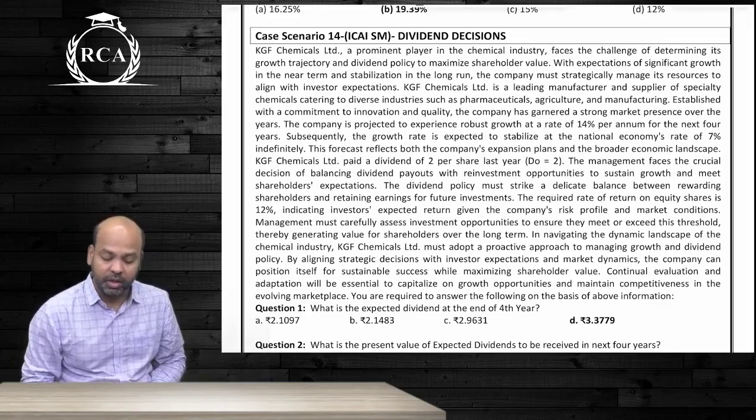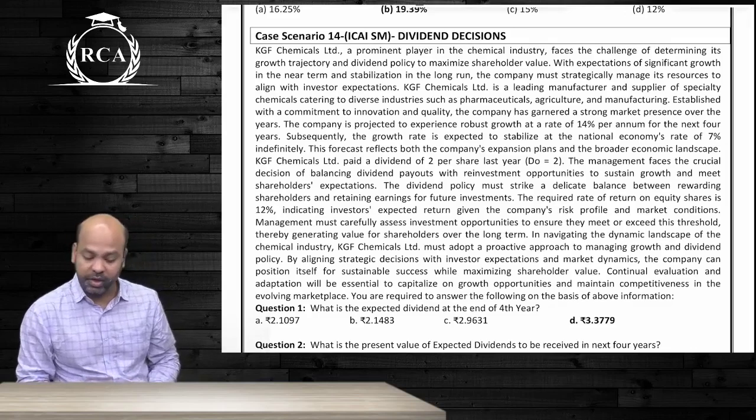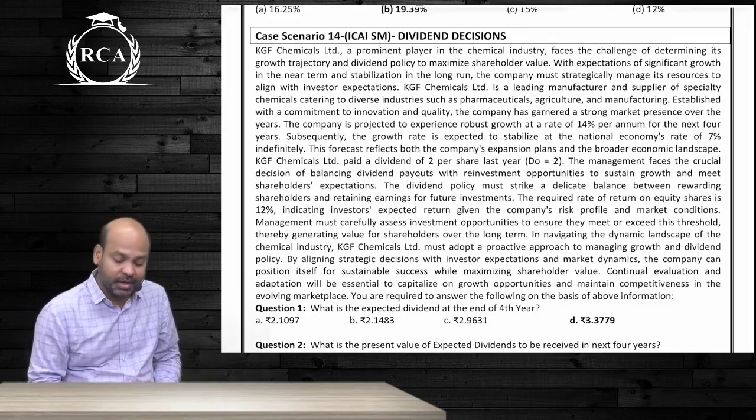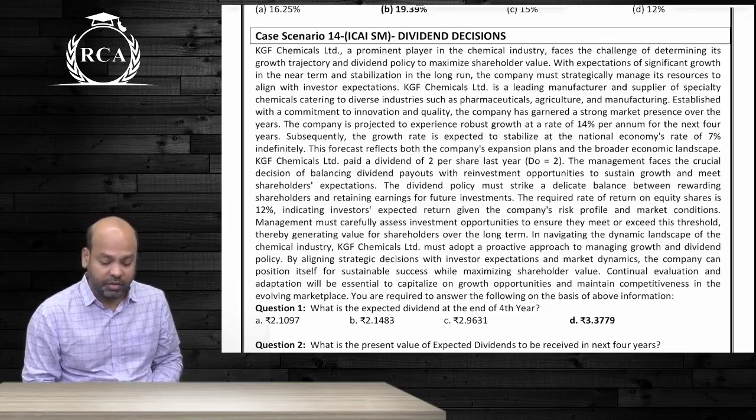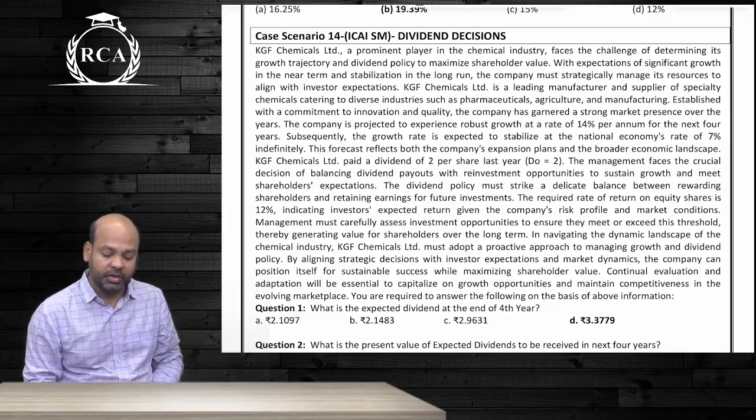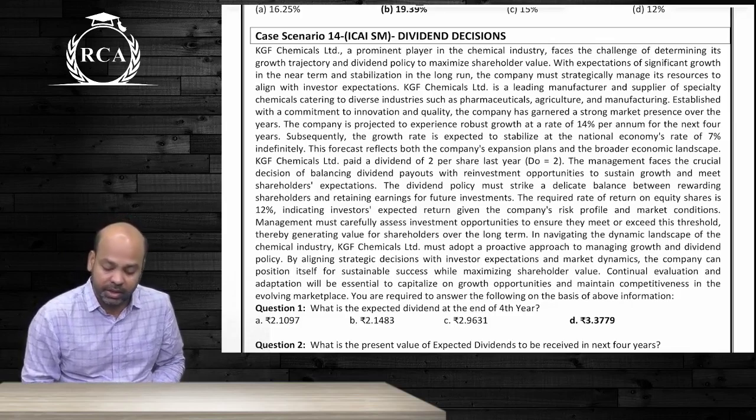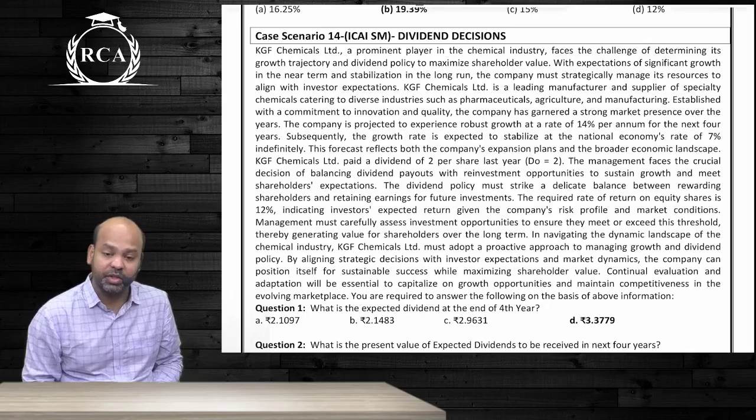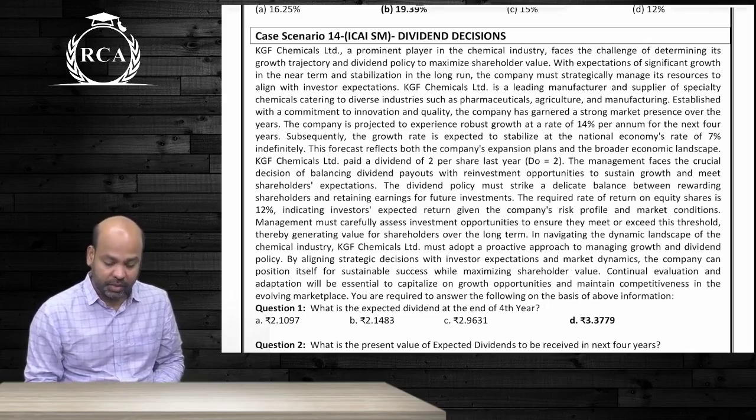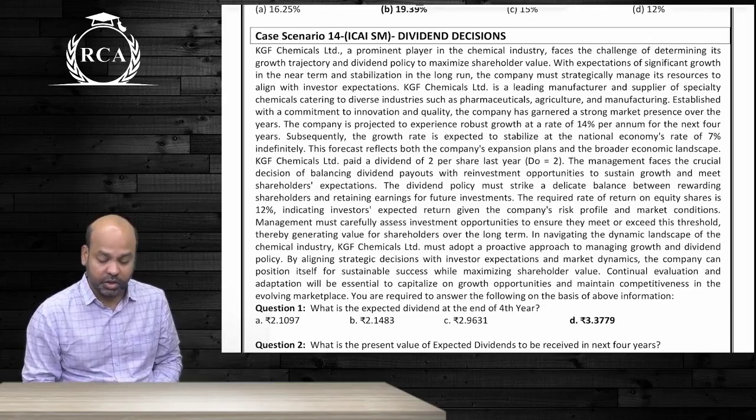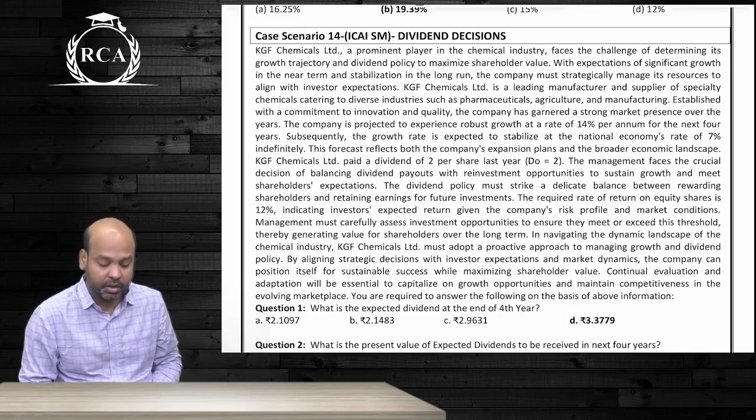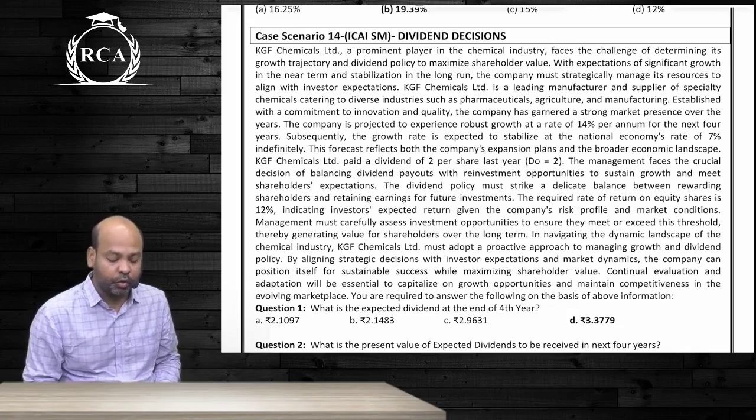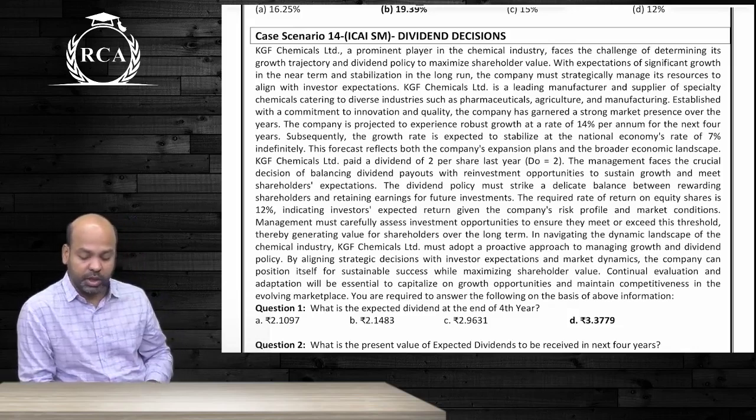KGF Chemicals Limited is a prominent player in the chemical industry. It faces the challenge of determining its growth trajectory and dividend policy to maximize shareholder value. With expectations of significant growth in the near term and stabilization in the long run, the company must strategically manage its resources to align with investor expectations. KGF Chemicals Limited is a leading manufacturer and supplier of specialty chemicals catering to diverse industries such as pharmaceuticals, agriculture and manufacturing. Established with a commitment to innovation and quality, the company has garnered a strong market presence over the years.